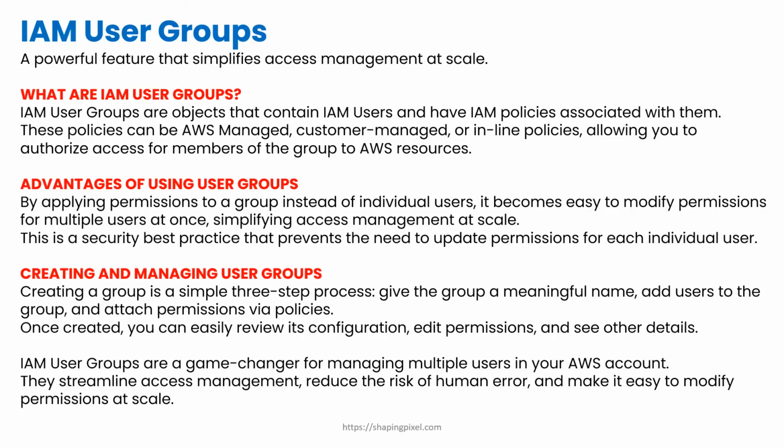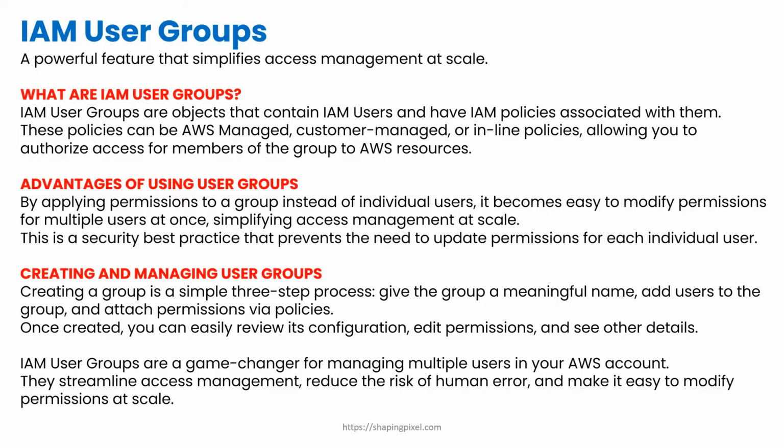IAM user groups, a powerful feature that simplifies access management at scale. IAM user groups are objects that contain IAM users and have IAM policies associated with them. These policies can be AWS managed, customer managed, or inline policies, allowing you to authorize access for members of the group to AWS resources. By applying permissions to a group instead of individual users, it becomes easy to modify permissions for multiple users at once, simplifying access management at scale. This is a security best practice that prevents the need to update permissions for each individual user.